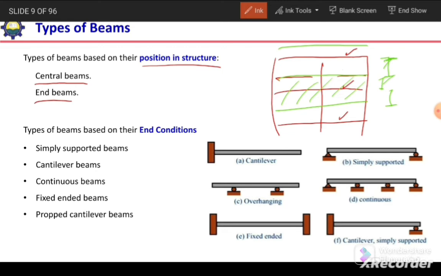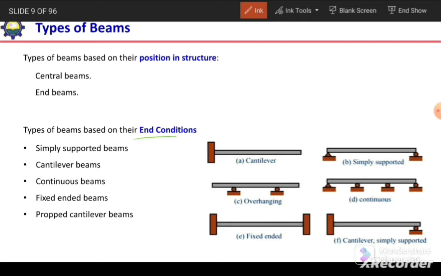So as a result, this beam will be subjected to torsional stresses. If we draw its figure, it will be like this. This edge beam, because the load will be acting over here, the resultant of the load, so this beam will be subjected to the torsional moment. That's why the design of this edge beam will be different from the interior beam. We need to consider the torsion in case of edge beam as well. That's why we can differentiate them as a central or interior beam and end beam or edge beam.